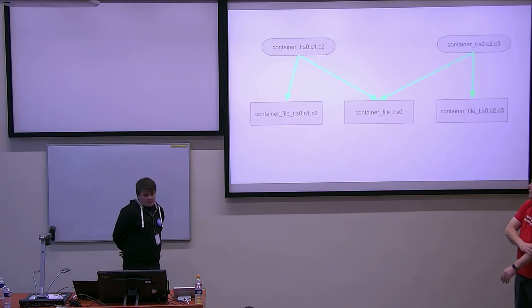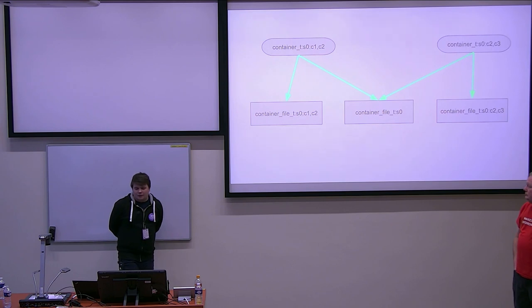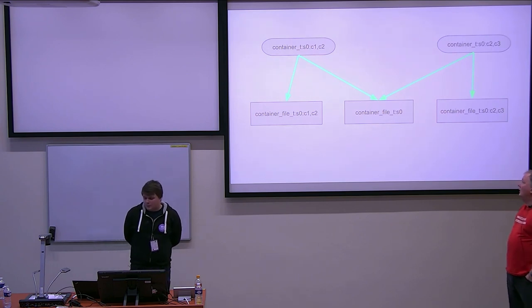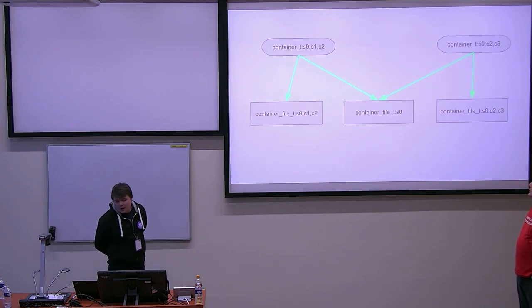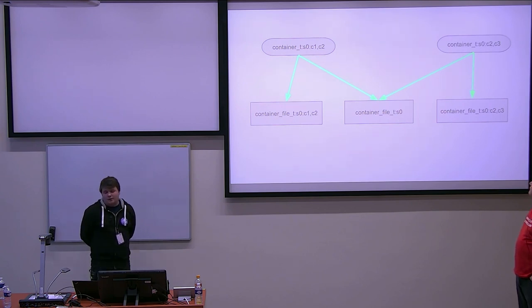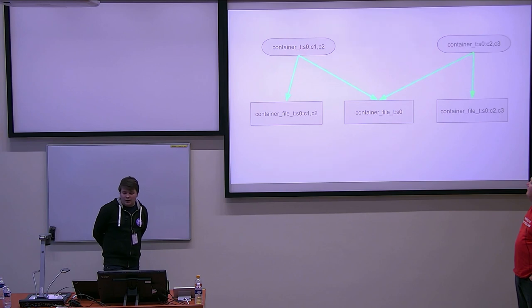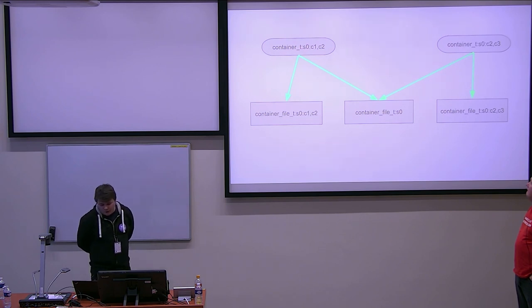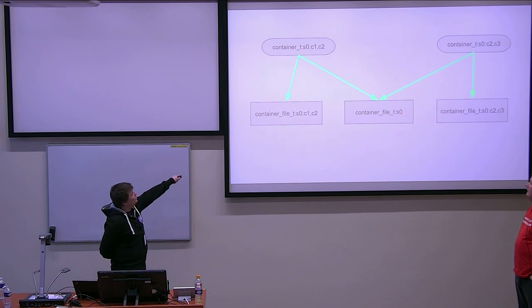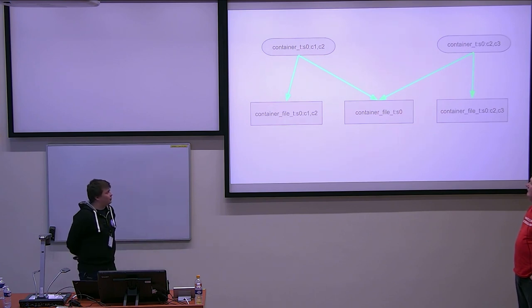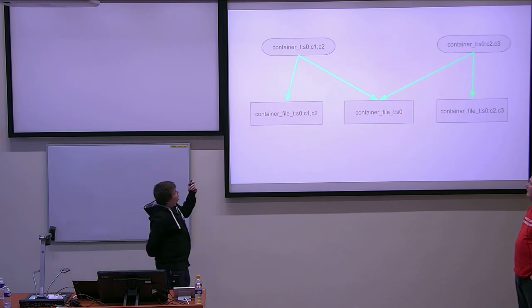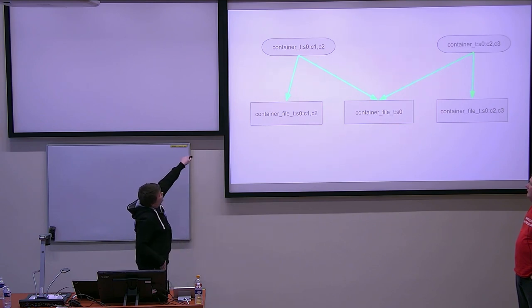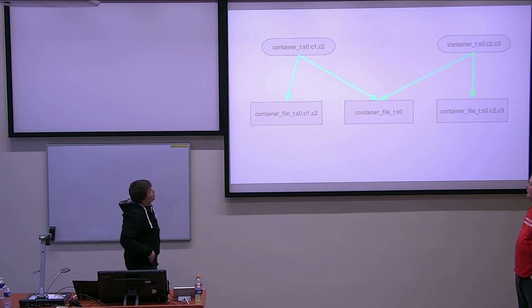So let's look at this picture. Again, two containers with the same SELinux type, container_t, but different categories: C1 and C2, that's one set, and the second one is C2 and C3. So if we have three objects on the system, again with the same SELinux label, which is container_file_t, but with different categories, this container can access, let's say, this first object. Why?